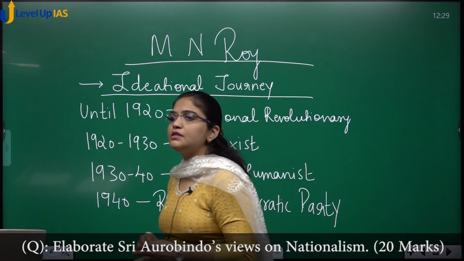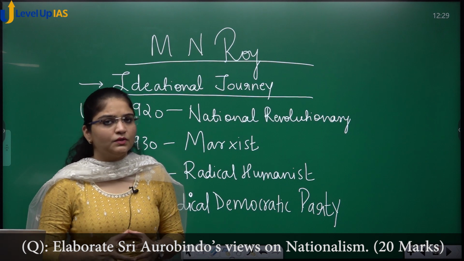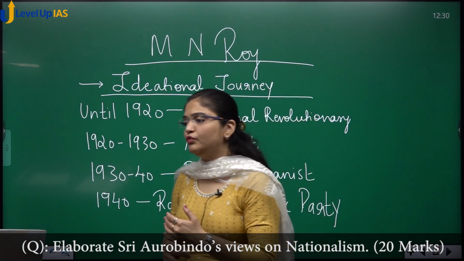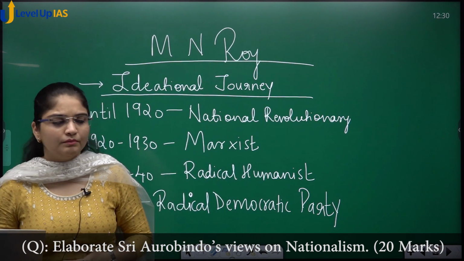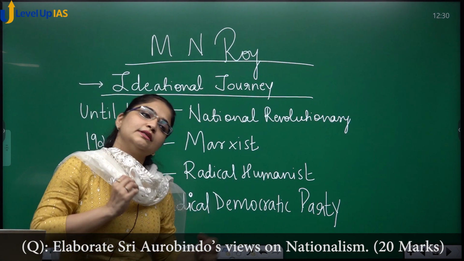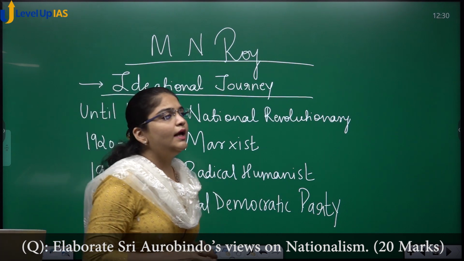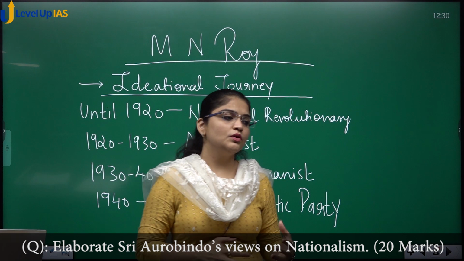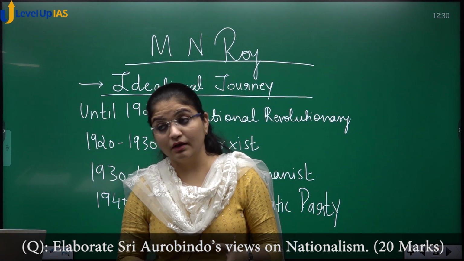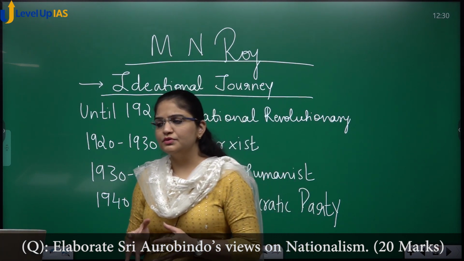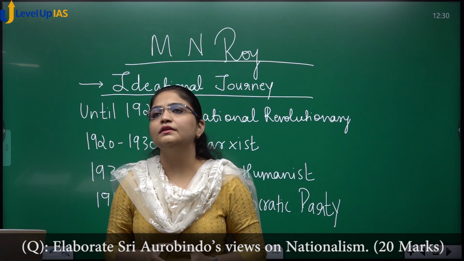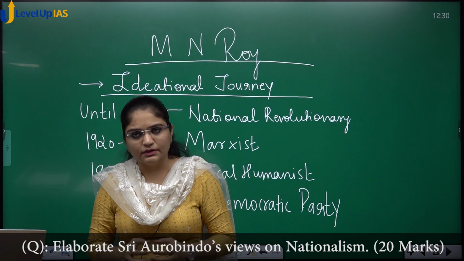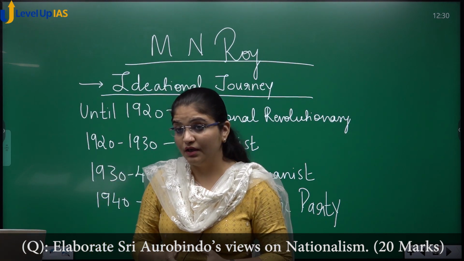Then certain differences developed between him and Lenin, right? Then he moved on from there to criticizing Marxism, and then becoming a follower of Gandhi. When he was a Marxist, he was very critical of Gandhi, and there was a huge criticism that he offered to Gandhi.